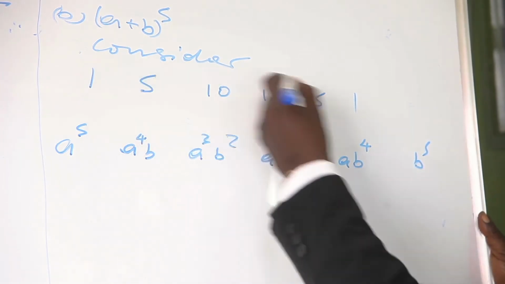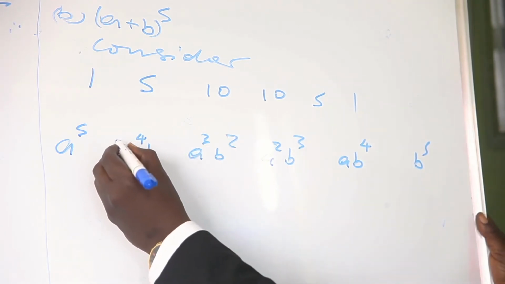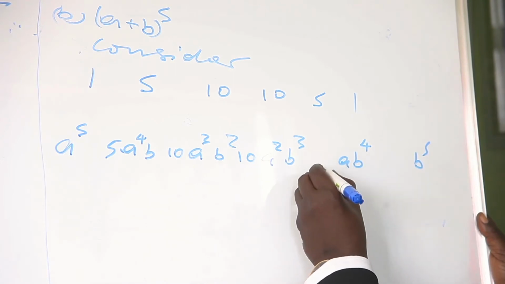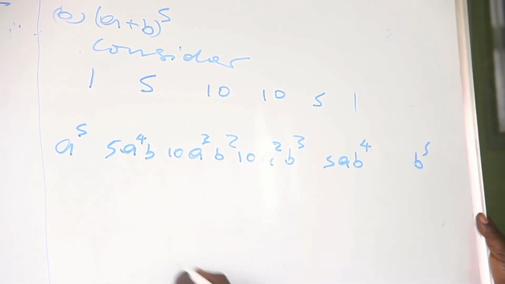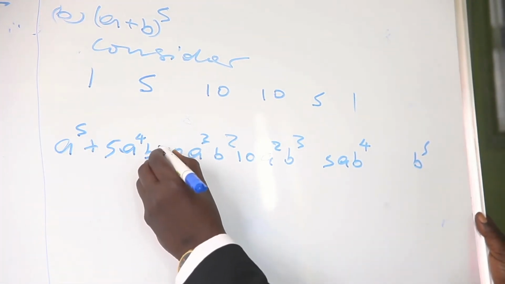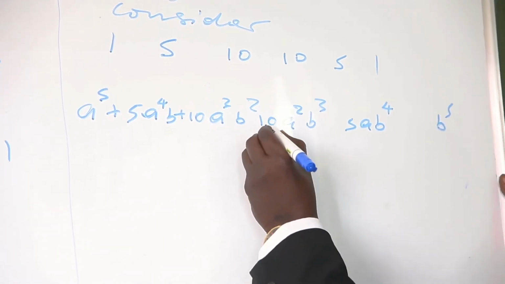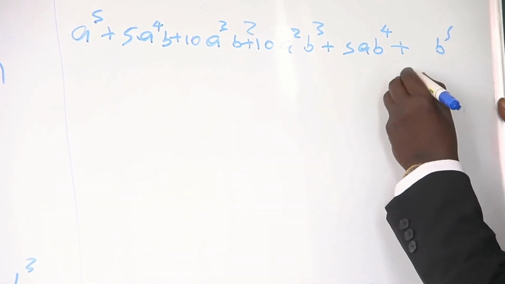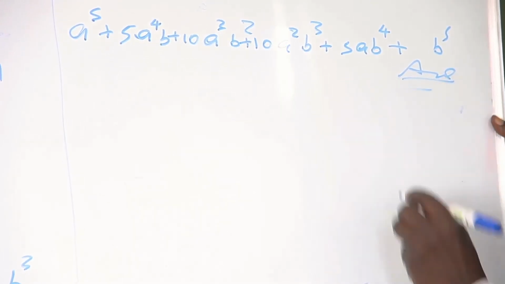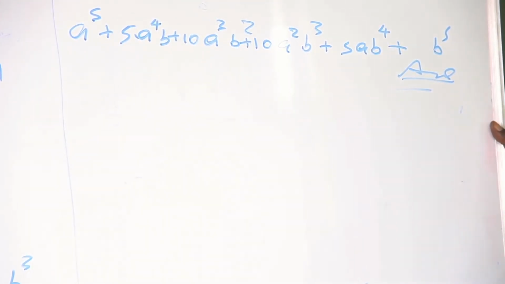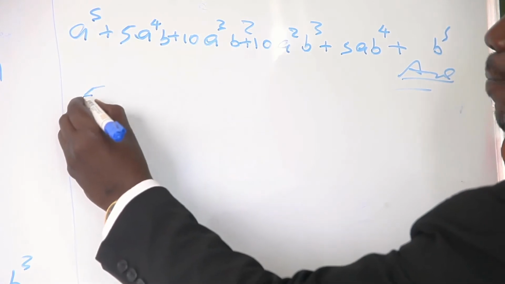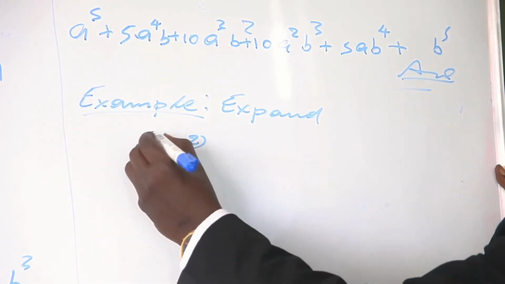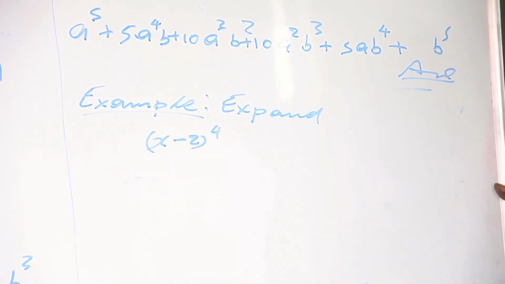Then you put in these coefficients. This one becomes 5, this one is 10, this one is 10, this one is 5, and that is 1. Then you insert in the plus signs. And that is the answer to that. Okay? We can say expand x minus 2 power 4. The solution.